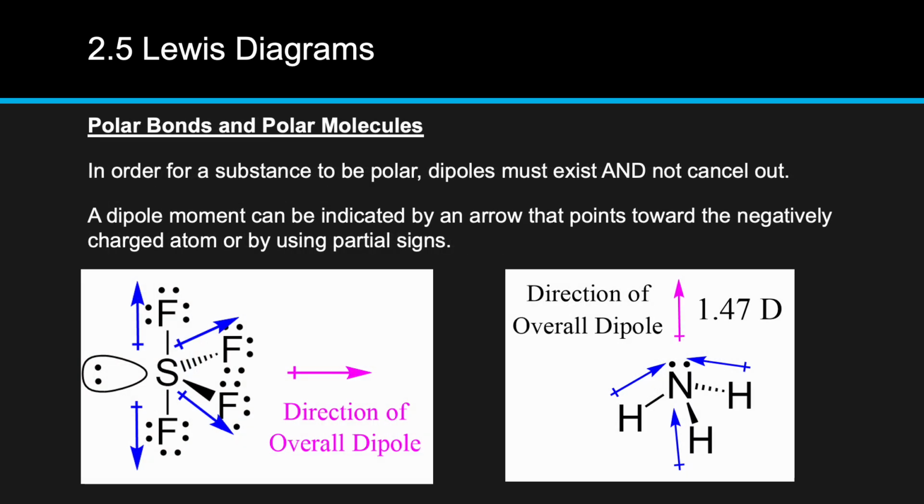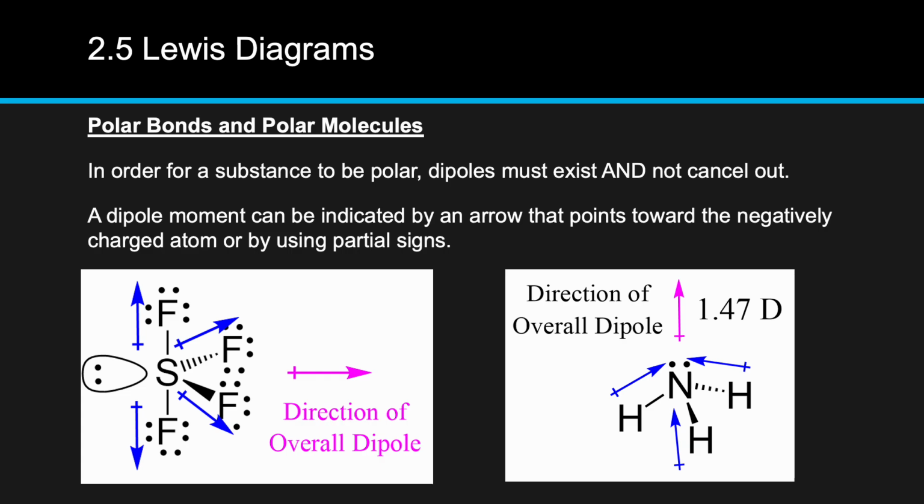Now, how do I tell if a molecule is polar or not? First, you can look at the bonds and see whether the bond is polar based off its difference in electronegativity. But in reality, what we're really looking at is whether there is a dipole in that molecule. If the dipoles do not cancel out, it will be a polar molecule.